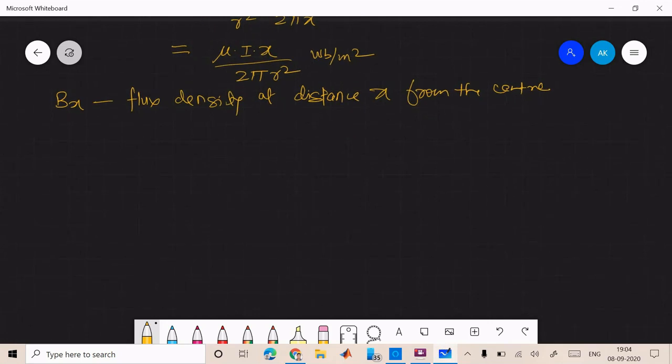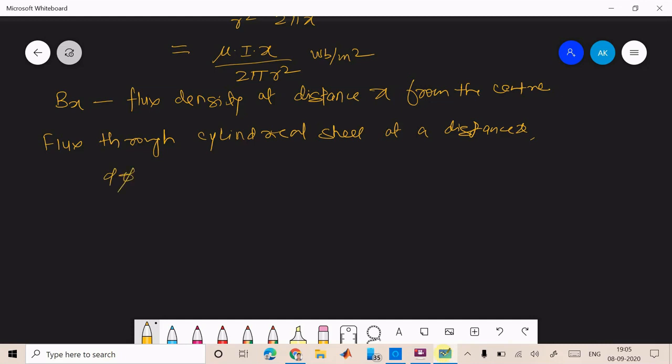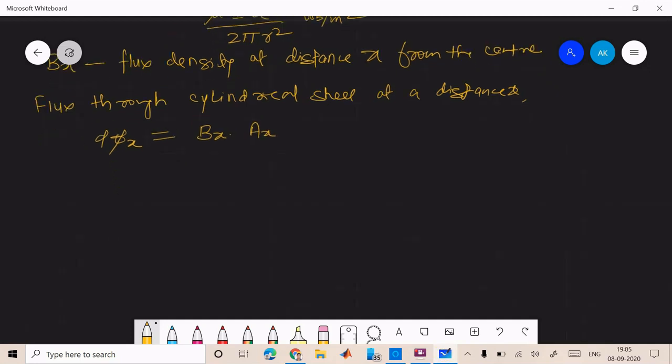Okay. Now, if we are going to write the flux through the cylindrical shell at a distance x, it will be how much? d phi x, which is actually equal to Bx into the area of that shell.